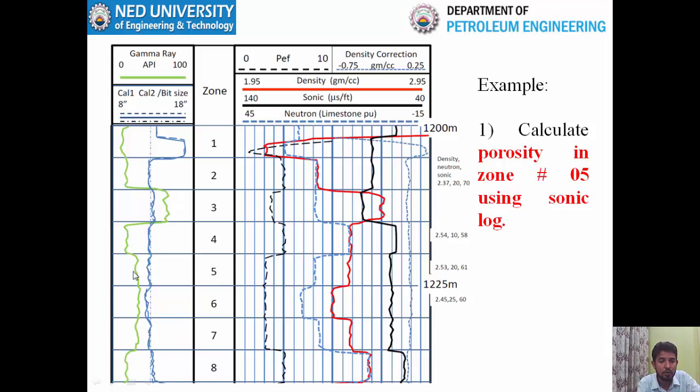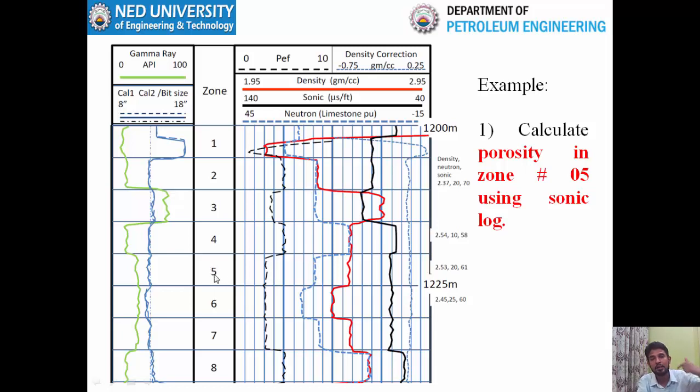So zone number 5 has a low gamma ray value, the PEF value is around 3, and you have a positive separation. We have seen that positive density neutron separation can only be possible in a shale or dolomite zone. So zone number 5 can be either shale or dolomite. PEF value is 3 and low gamma ray value. So from the low gamma ray value, PEF value 3, and this positive separation, it is confirmed that zone number 5 is dolomite filled with water.